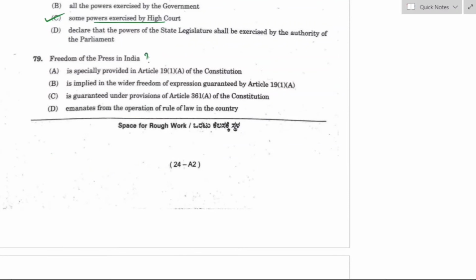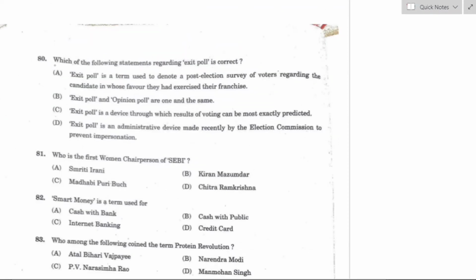Question number 79. Freedom of press in India. Freedom of press in India is implied in the wider freedom of expression guaranteed by Article 19(1)(a). So option B is the right answer. Question number 80. Which of the following statements regarding exit poll is correct? Exit poll is a term used to denote a post-election survey of voters regarding the candidate in whose favor they had exercised their franchise. Option A is the right answer.